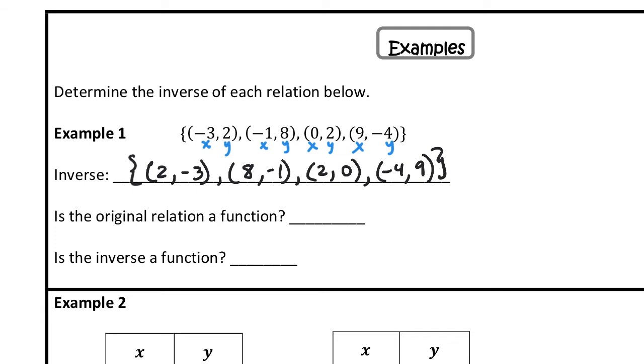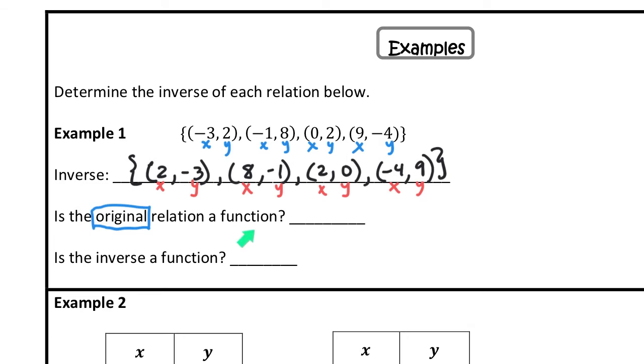And so these are my x's and my y's now, but these are switched over, right? Now they're inverses, right? And it says, is the original relation a function? So remember, the original one is the one that we started, the points that we started with.